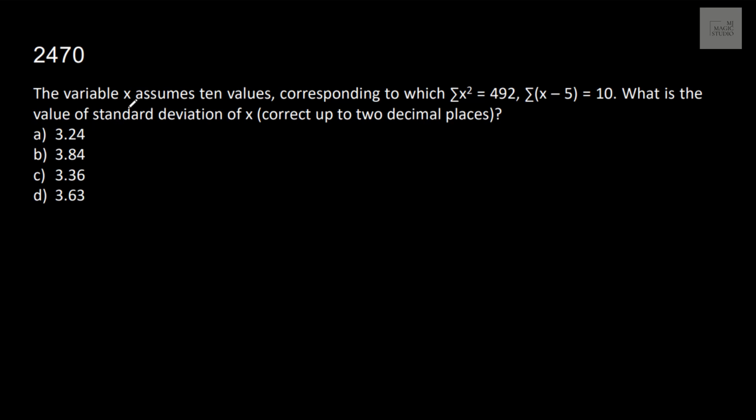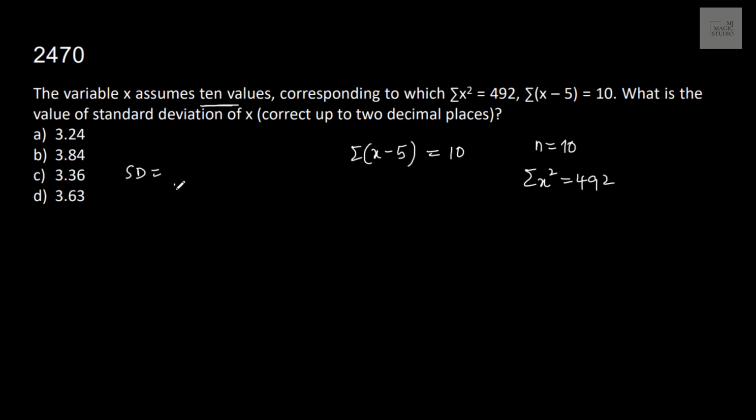The variable x assumes 10 values. N is equal to 10, corresponding to which summation x square is 492, but summation of x minus 5 is equal to 10. But we need summation x. What is the value of standard deviation?